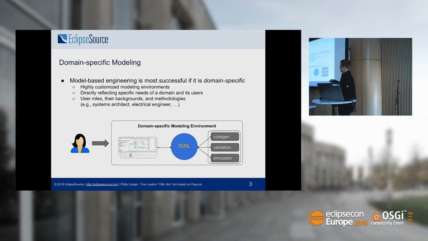Because usually modeling is not a purpose on its own, but you apply modeling in order to answer certain questions or to fulfill a certain goal. And that's why these components here on the right-hand side, like code generation, validation, simulation, and so on, are really important because they actually produce the value for the domain engineer.